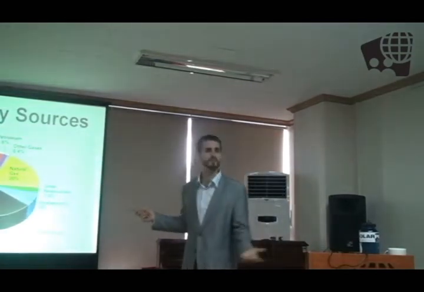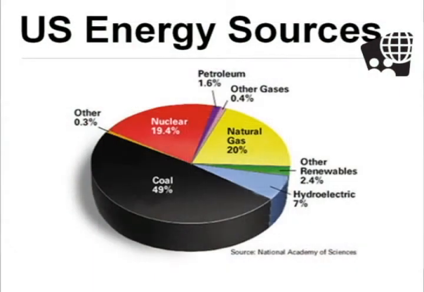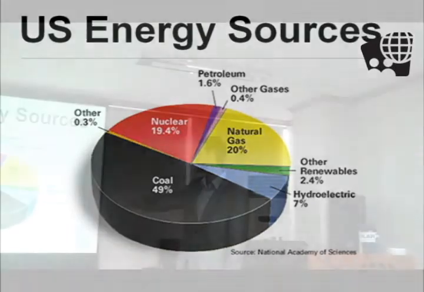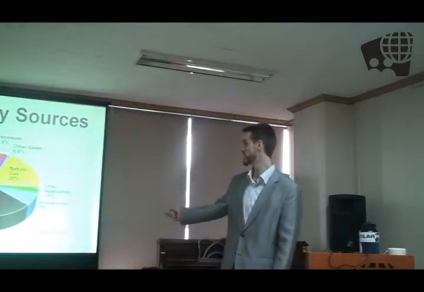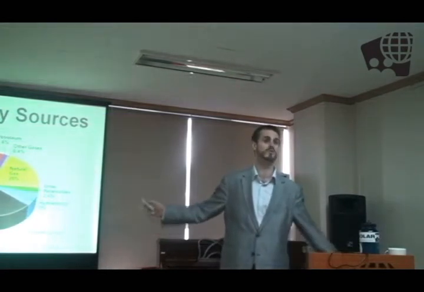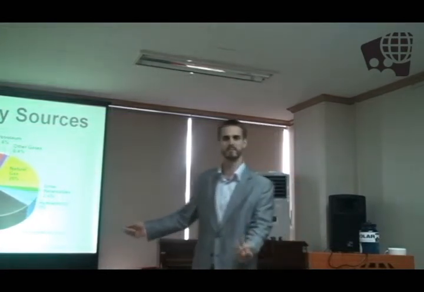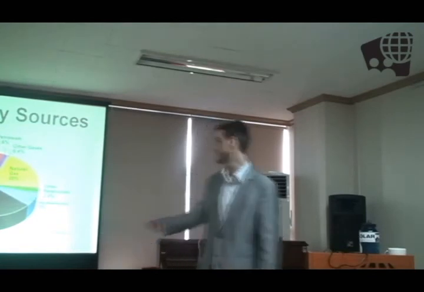We get about 20% from nuclear. Nuclear is another topic. Natural gas, it comes from the ground. Hydroelectric, and then renewable, 2.4% in America. Most of that, probably 2%, wind. Barely 0.4 is solar. It's about 1% now. 2010, the numbers I saw. 2.4%, most of it's wind, and even thermal, it comes from the ground.